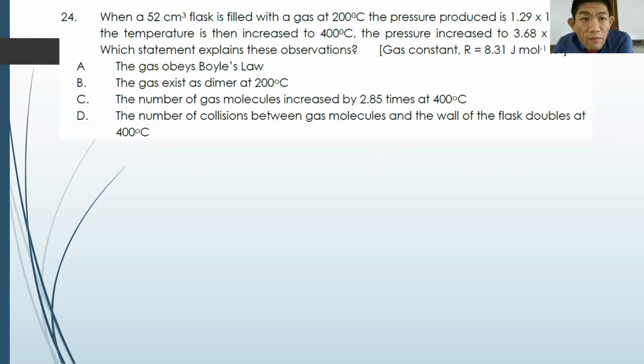24. A 52 centimeter cube flask is filled with a gas at 200 degrees Celsius. Pressure produced is 129 times 10 power of 3 Pascal. If the temperature is then increased to 400 degrees Celsius, the pressure increased by 3.68 times 10 power of 3 Pascal. Which statement is true about this observation?